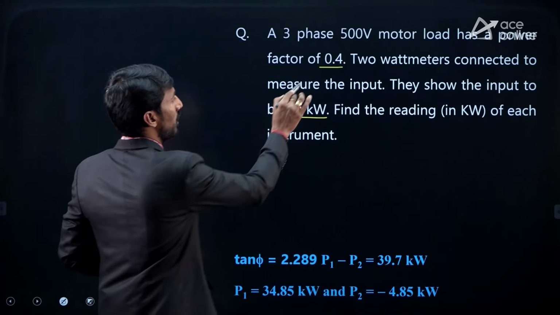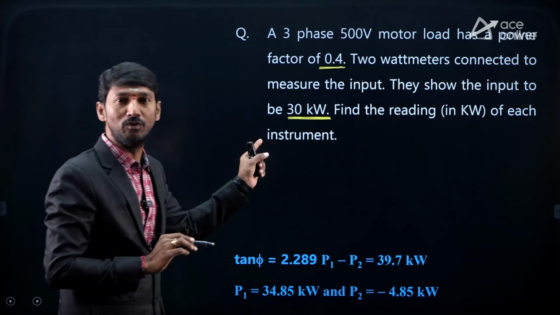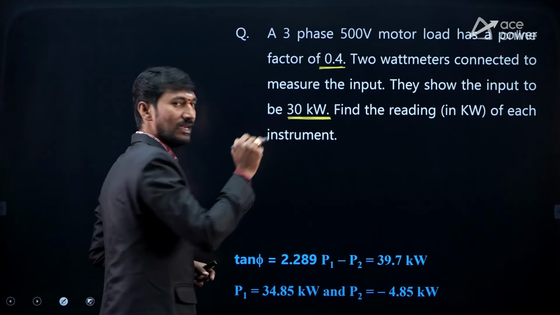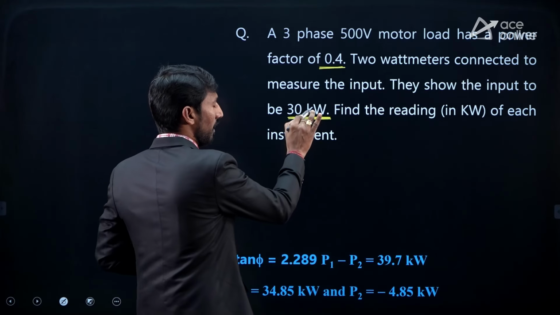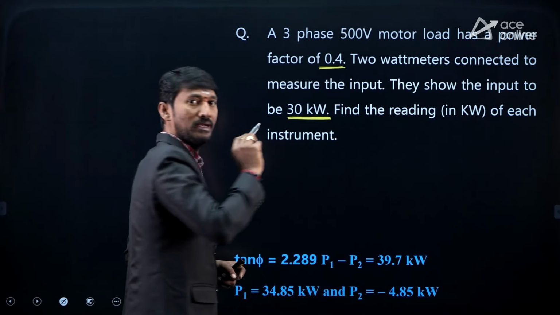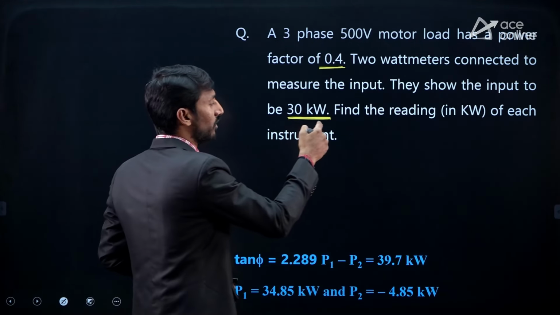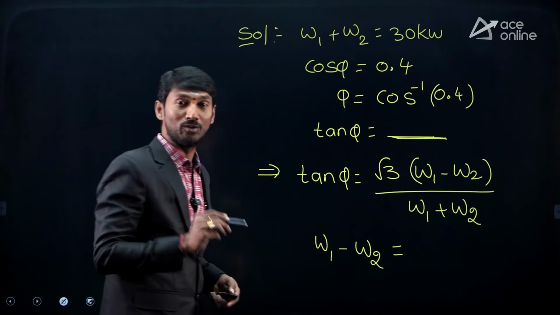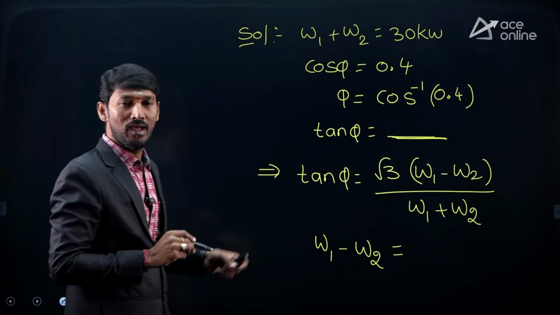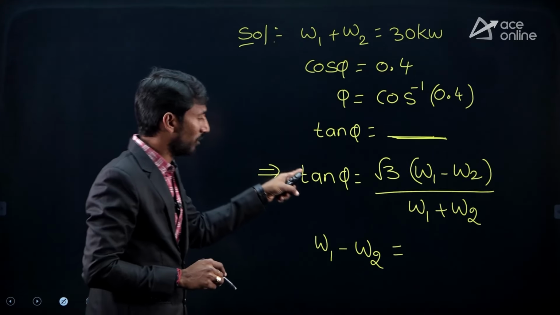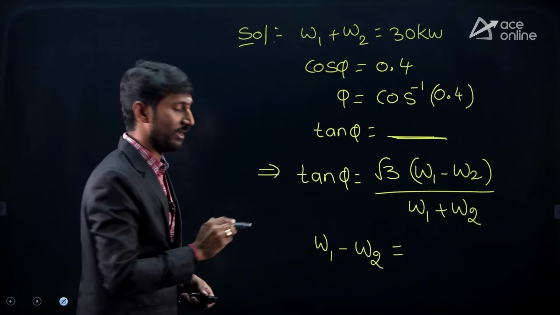I am coming again. Power factor is given as 0.4. Total power is given as, what is it? W1 plus W2. The moment you see this data, you need to get the idea that the W1 plus W2 value is there and he is asking for individual wattmeter readings. For that purpose, since W1 plus W2 is there, we need to calculate W1 minus W2. That idea you should get. Then you can use this formula, and from the given data of cos phi, we have calculated tan phi. And then from this we can calculate the corresponding W1 minus W2.